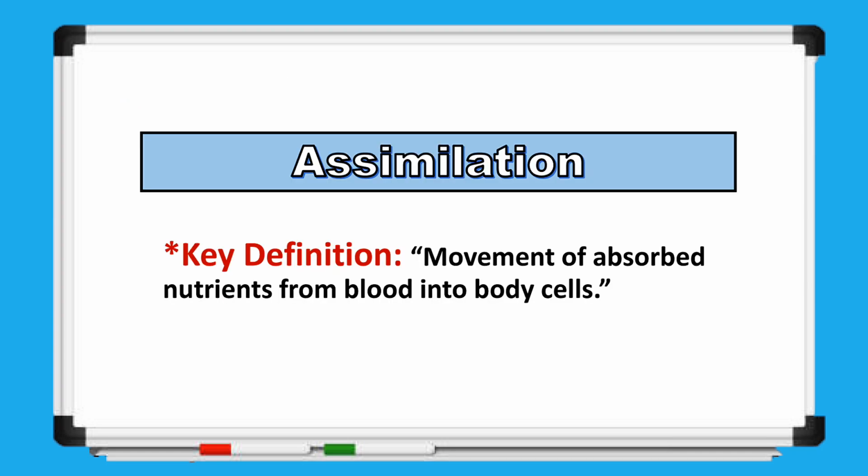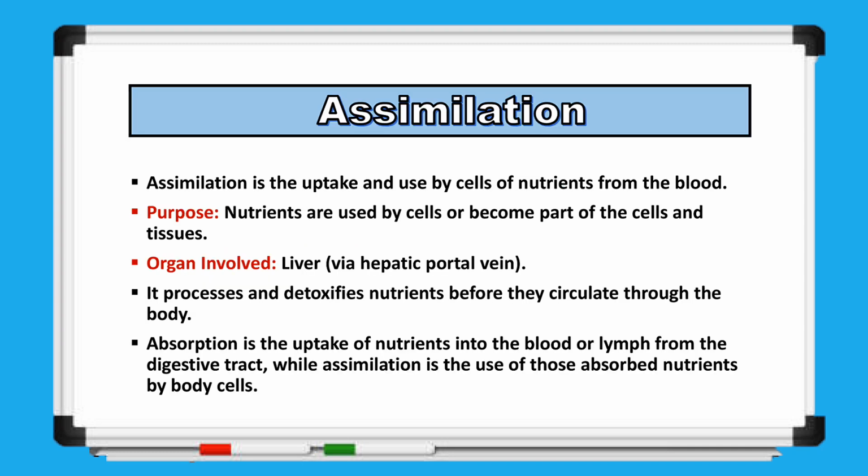First, let's define it. Assimilation is the movement of absorbed nutrients from blood into body cells. This means that after nutrients are absorbed into the blood, they are then delivered to individual cells, where the body actually makes use of them, for example, glucose being used in respiration to release energy, or amino acids being used to build proteins. Now, let's go into more detail about assimilation.